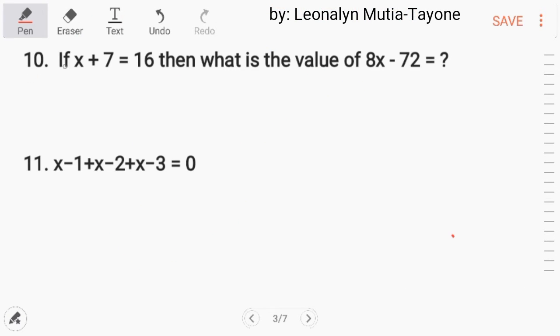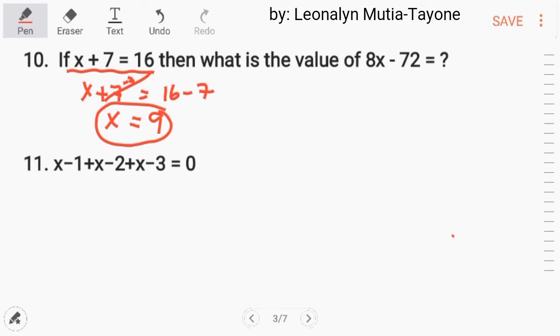Number 10. If x plus 7 equals 16, then what is the value of 8x minus 72? First, i-solve muna natin ito. X plus 7 equals 16. So, mag-transpose tayo. Mag-deduct tayo ng 7 sa both sides. Ma-cancel out na yan, isolate na si x dyan. So, 16 minus 7, and that is 9. So, ang value ng x is equals to 9.